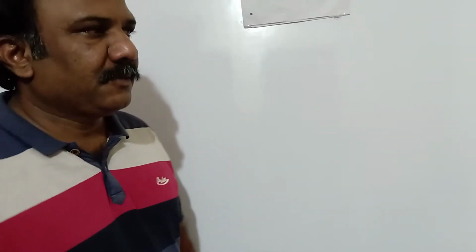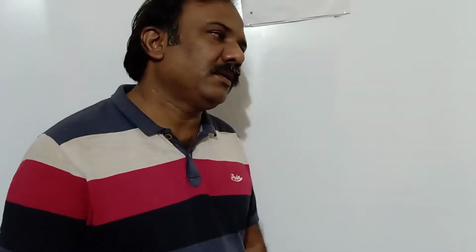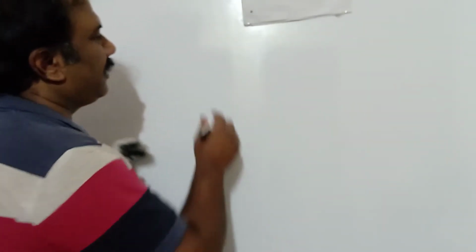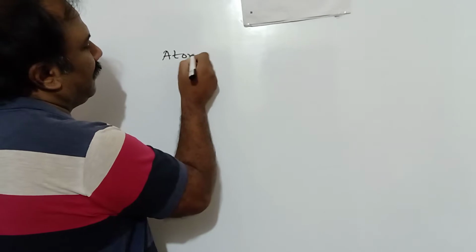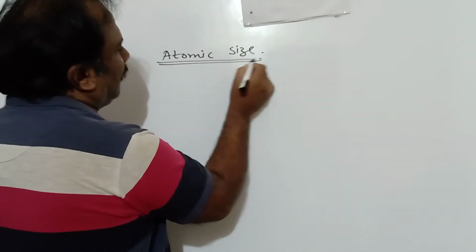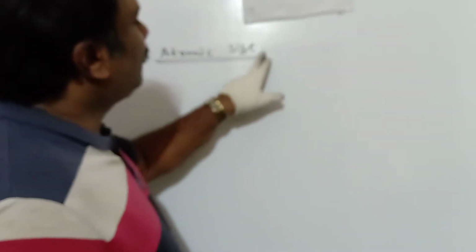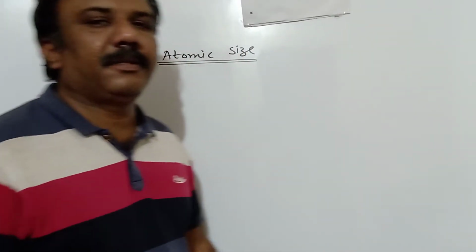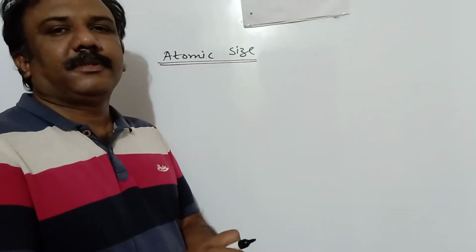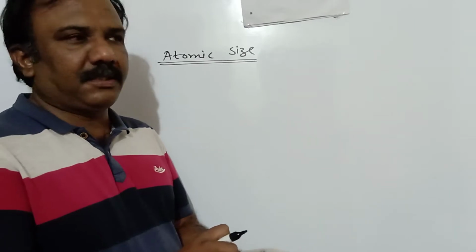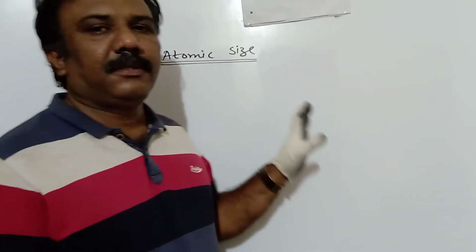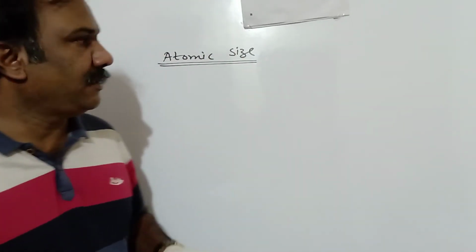Hi students, in this topic we are going to learn about atomic size in the periodic table. As we know, in the periodic table there is periodicity in the properties of elements regarding their atomic masses. So atomic size is a very good example to explain the periodicity in the periodic table.